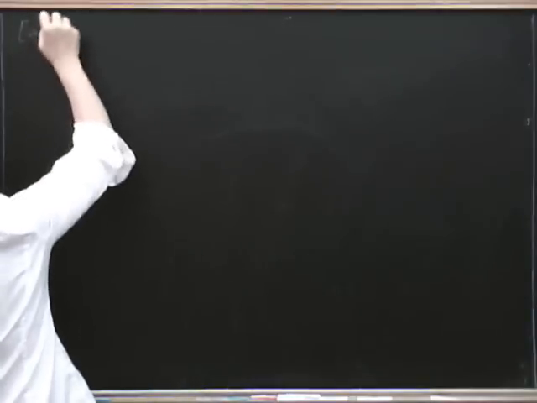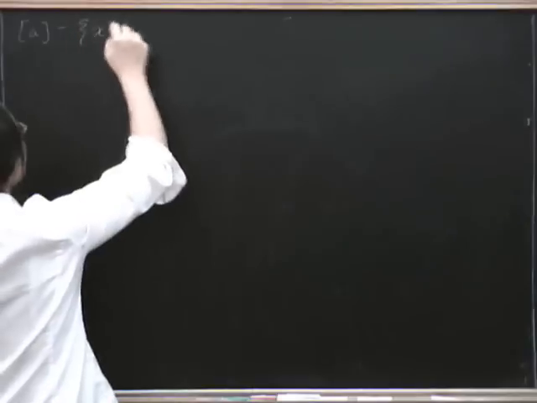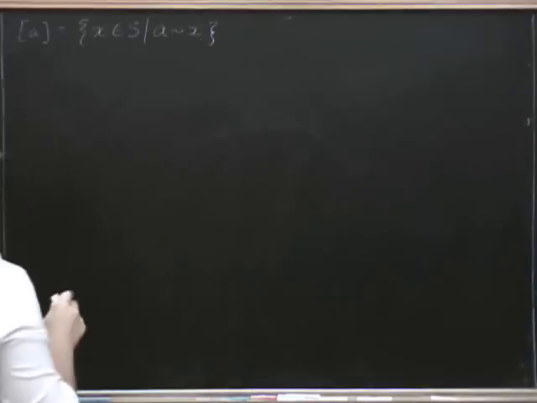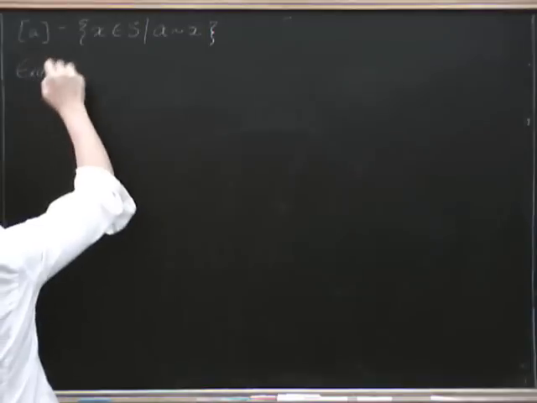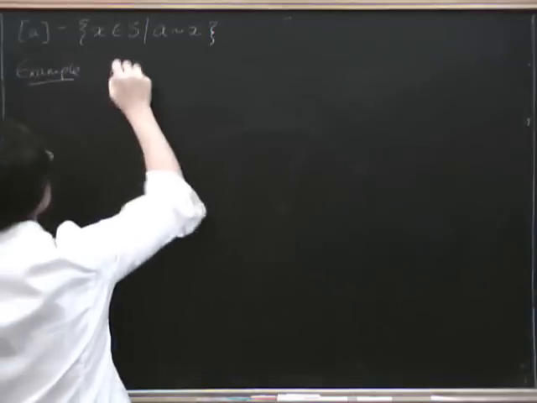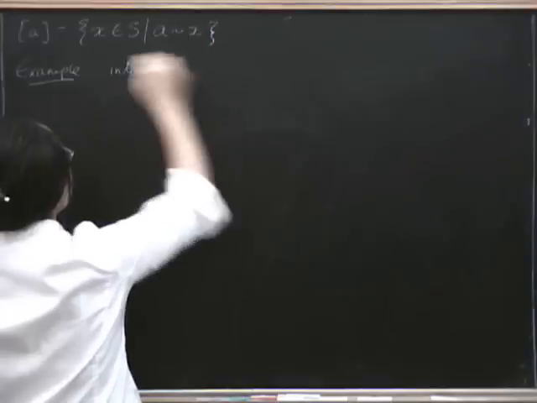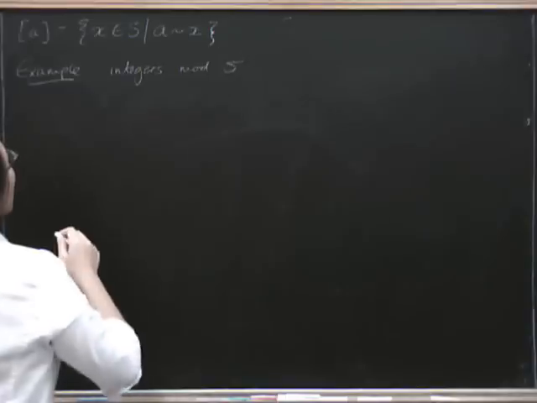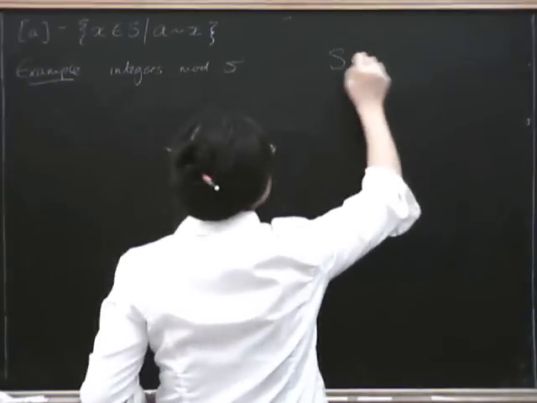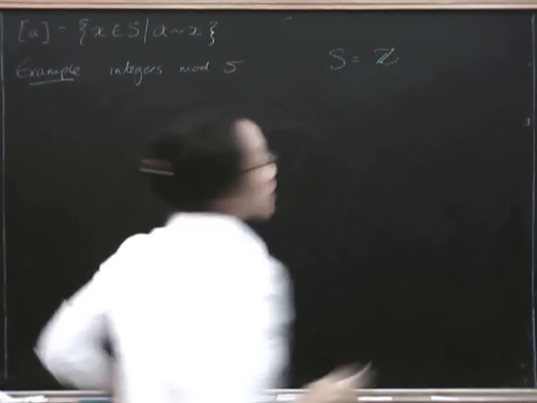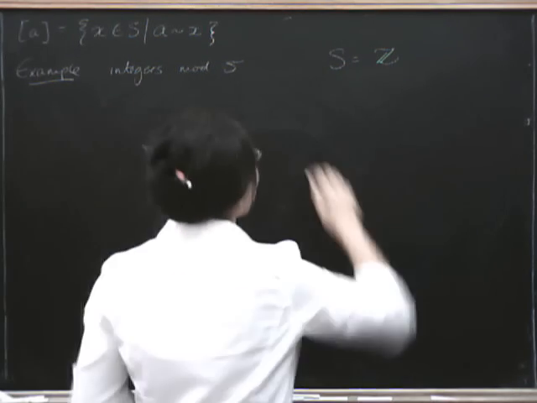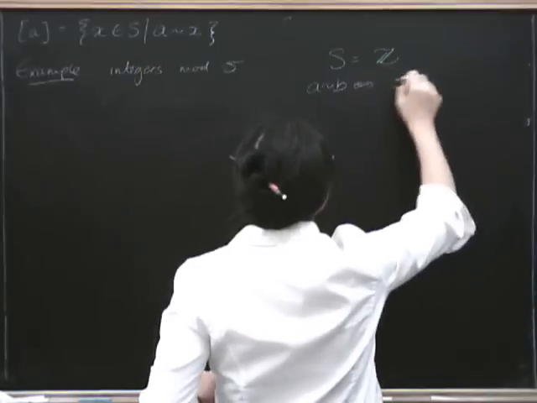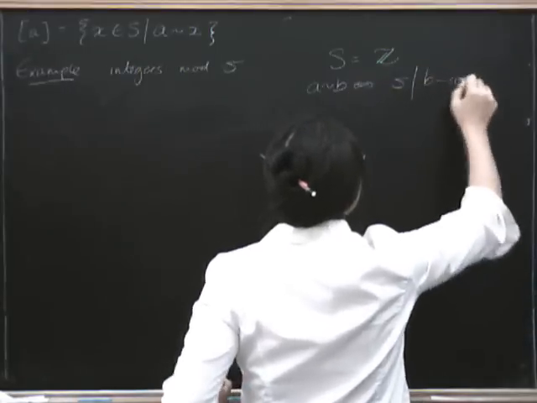The equivalence class of A is the set of all elements of S such that A is equivalent to X. So let's have an example. Let's do the integers mod 5. Okay, so in this case, the set on which we're taking our equivalence relation is the whole integers, right? And remember that A is related to B here if and only if 5 divides B minus A.